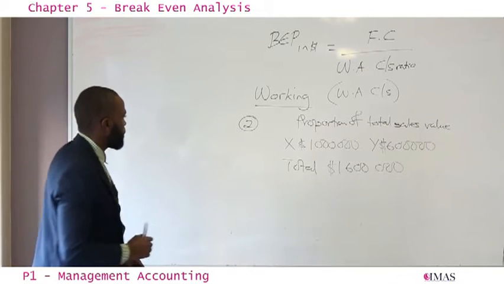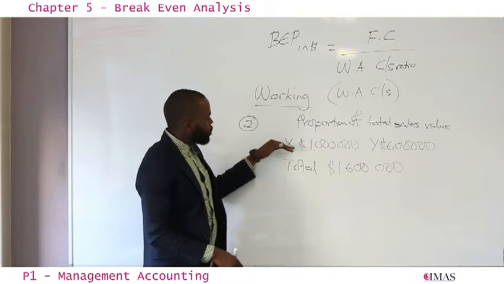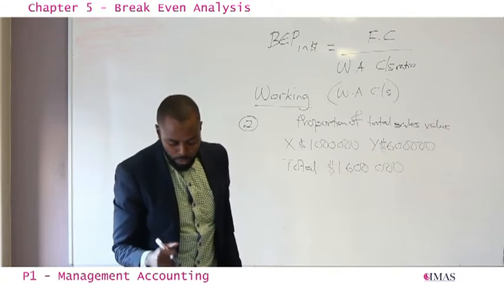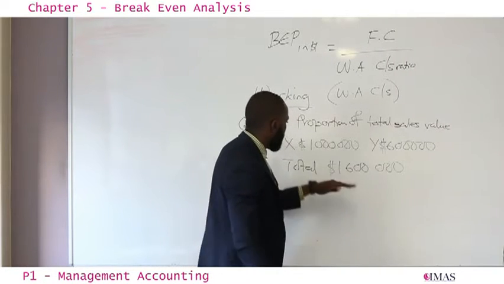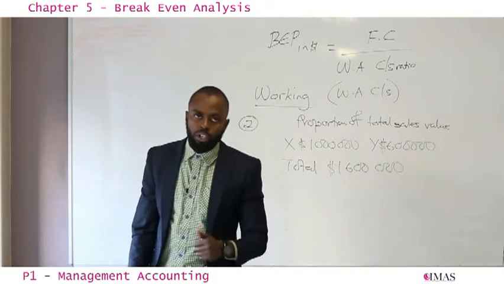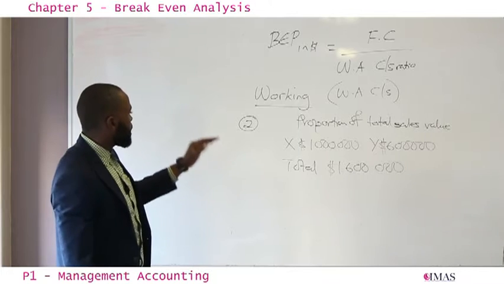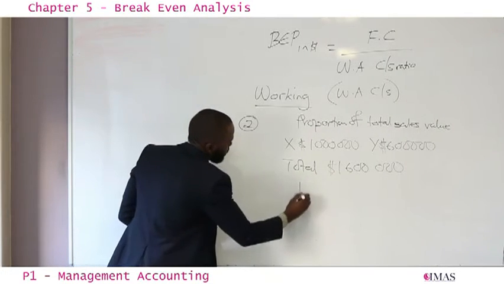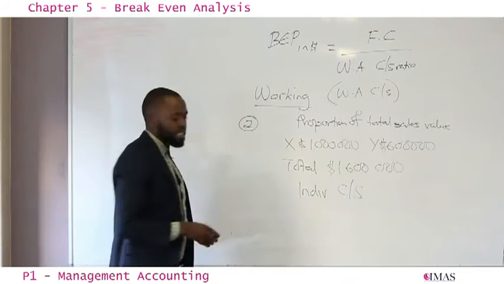I'll repeat this. On proportion of total sales, first we need to get the total sales of X. For X, we take 50 times 20,000. Then for Y, we take 60 times 10,000, which is 600,000. We add them together, we get 1.6 million. Then our proportion, we take the 1 million divided by 1.6, that's for X. For Y, it's 600,000 divided by 1.6. The next thing that we need is the individual contribution to sales ratios.